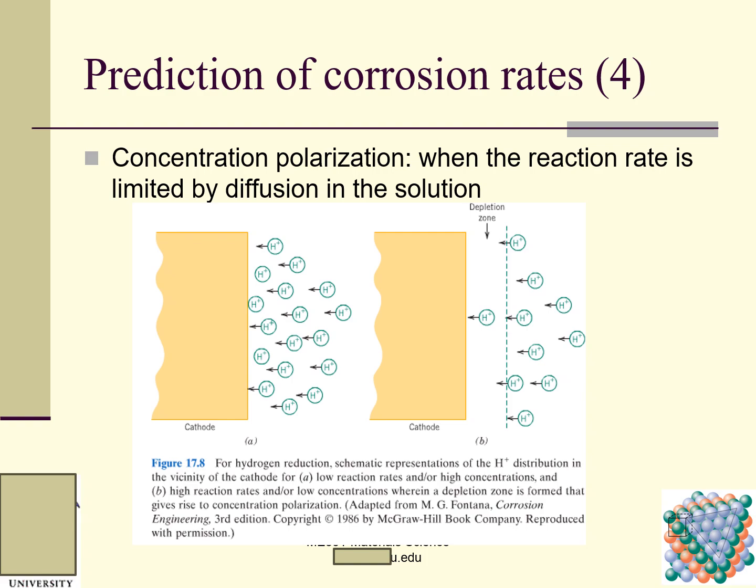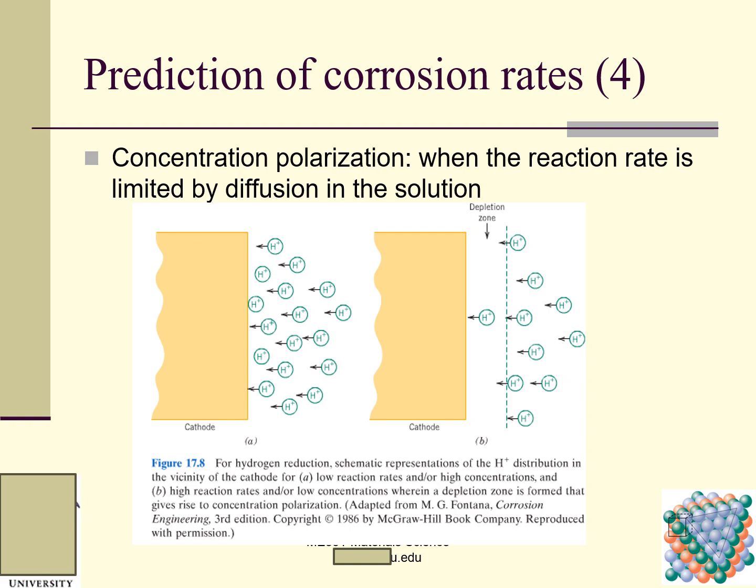So concentration polarization. This is when the reaction rate is limited by diffusion in the solution. In the solution here, you can see this is a cathode, okay? And at this cathode, these hydrogen ions... So here is the depletion zone, where the ions are used up. For hydrogen reduction, this is a schematic representation of the hydrogen ion distribution in the vicinity of the cathode.